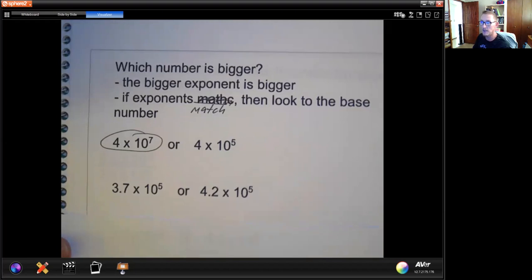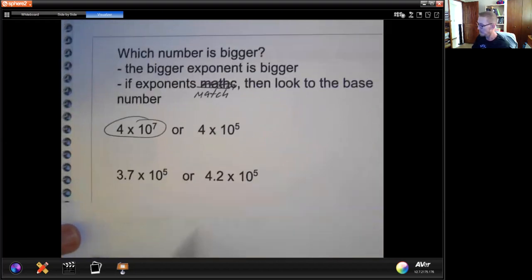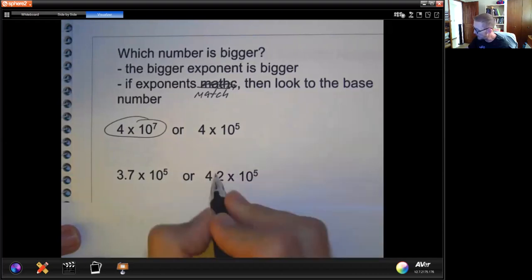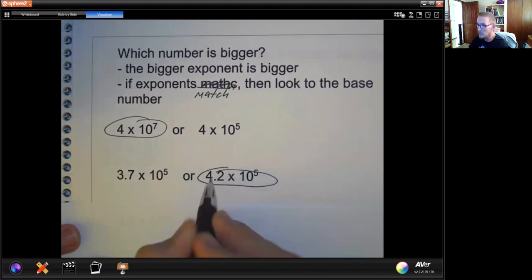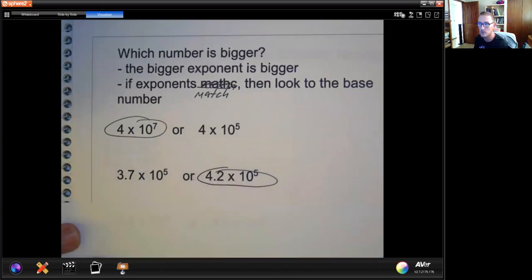Well, in this example, the exponents match. 10 to the 5th, 10 to the 5th. So they're going to have the same number of places. I just have to now figure out which one's bigger. Well, is 3.7 bigger or is 4.2 bigger? Because the exponents match, I now go to the 4.2, and 4.2 is bigger than 3.7, so that's larger.